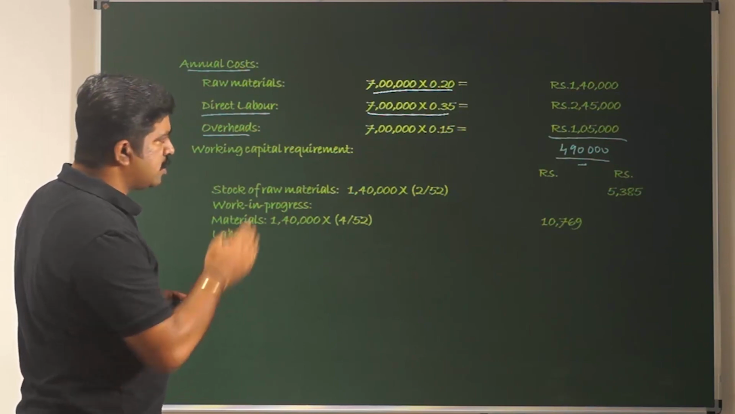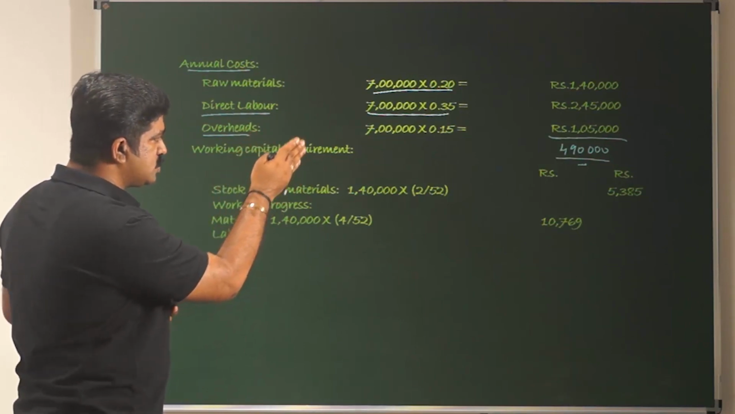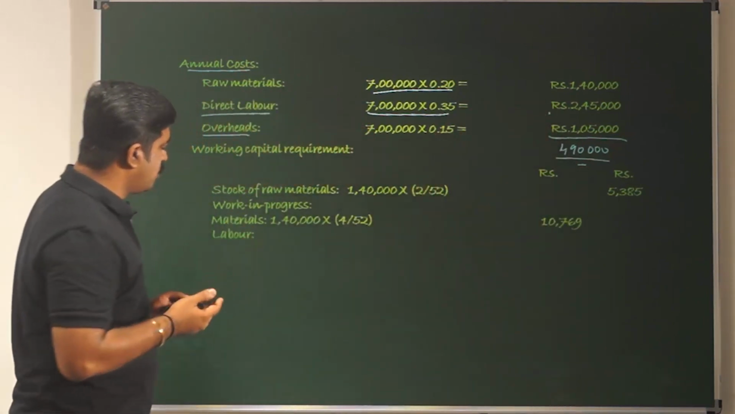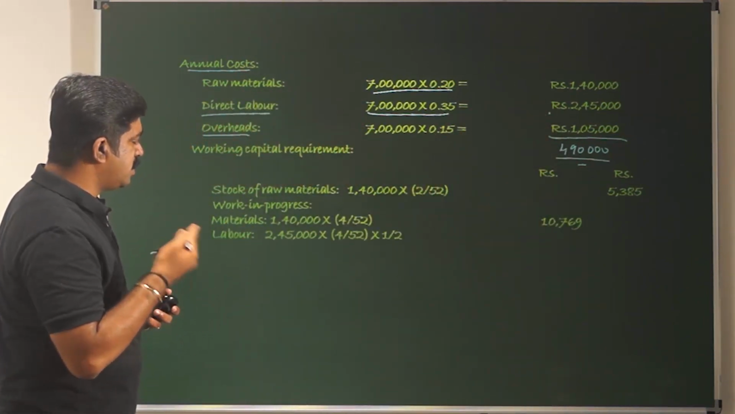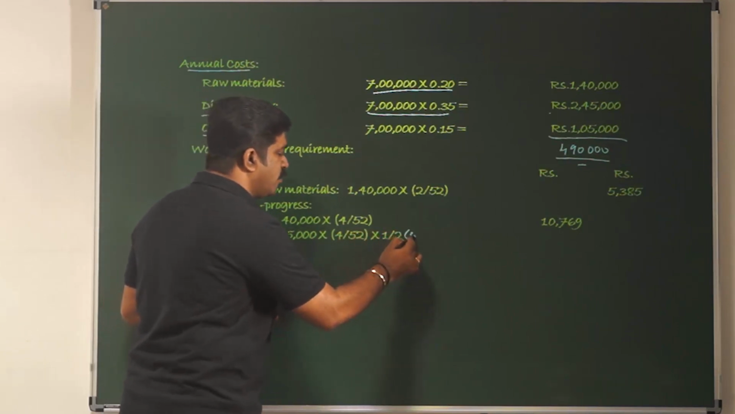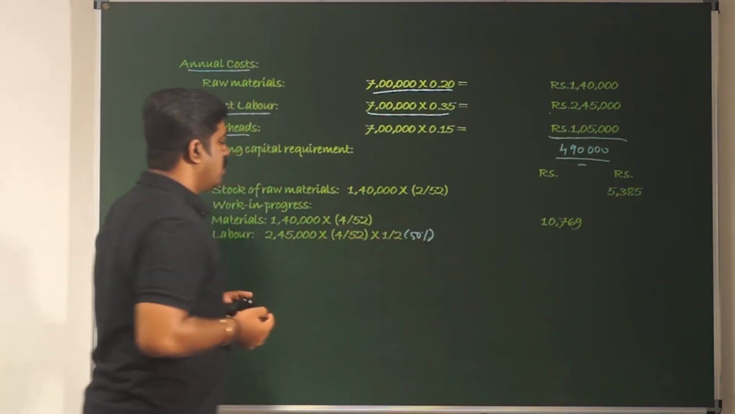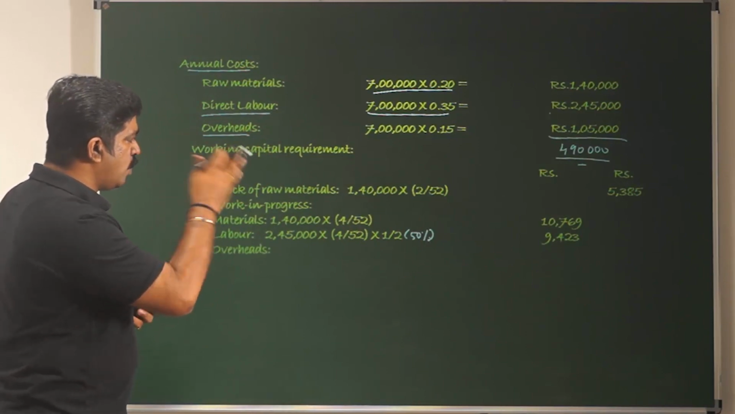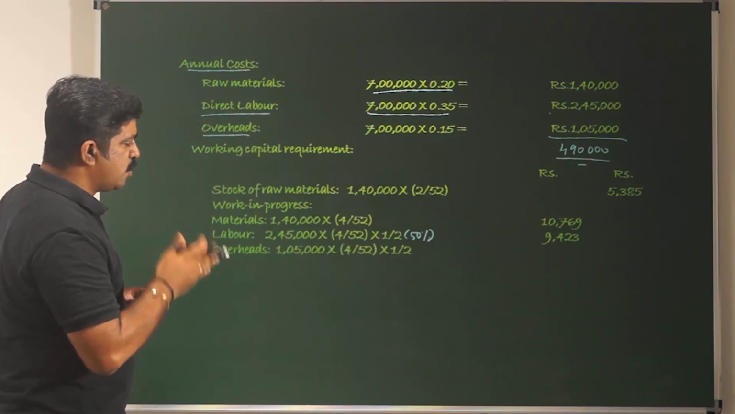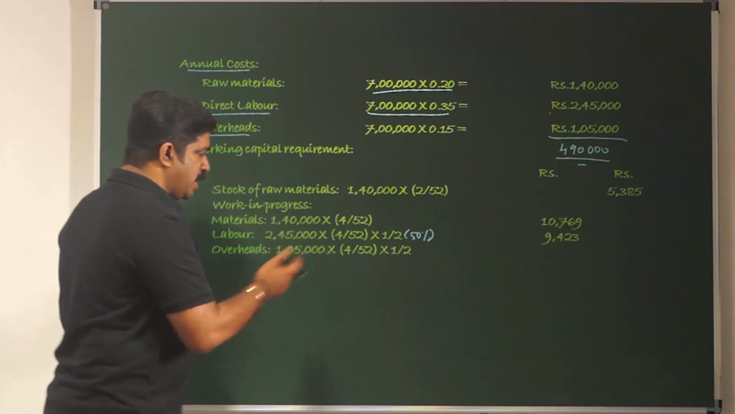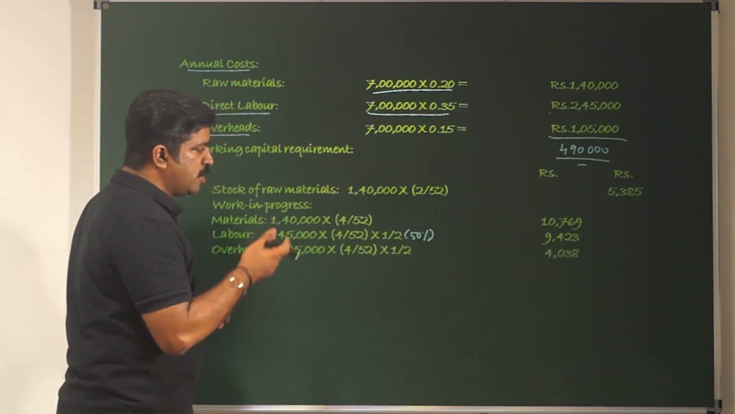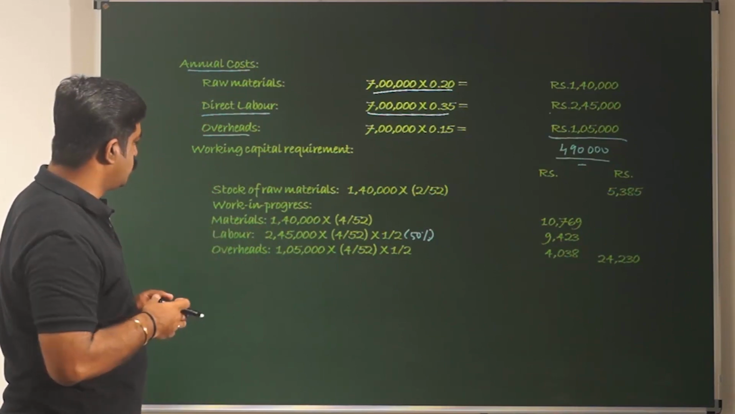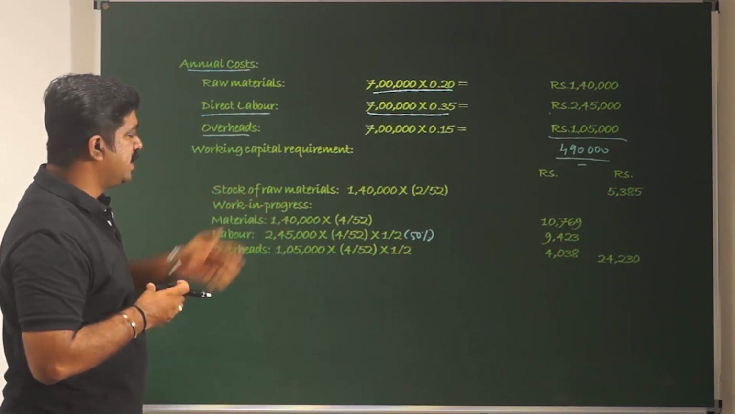Then comes labor. You have 245,000. 245,000, that is for 52 weeks. What is for 4 weeks? Then we have to multiply that with 1 by 2, indicating 50% assumption. Okay, so you get the value as 9423. Then overhead, same, 105,000 is for 52 weeks. What is for 4 weeks? And multiplied by 1 by 2, 50%, you get 4038. Now total this, take it to the outer column, you have 24,230. So that's your work in progress.